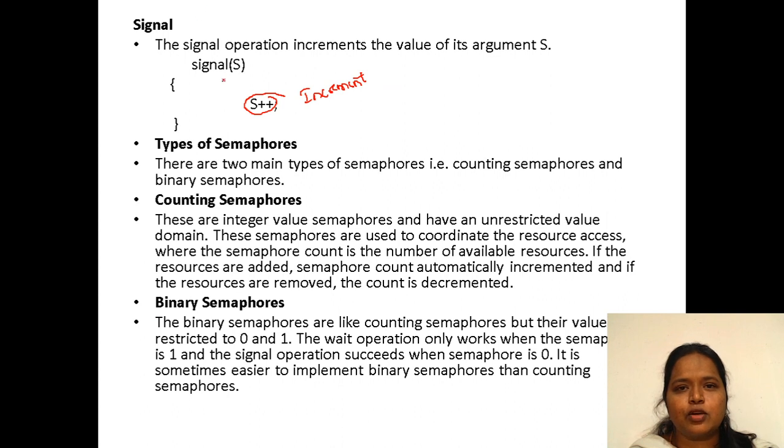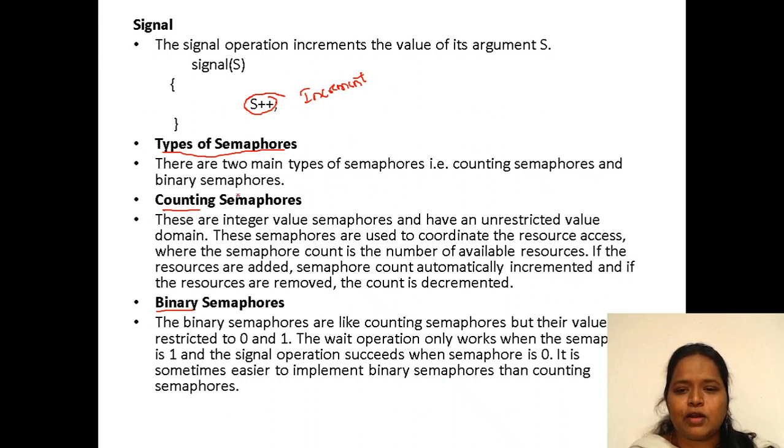There are two different types of semaphores. What do we mean by a semaphore? It is a variable which is used to solve the critical section problem. What are the two atomic operations we use? We make use of wait and signal. Wait is used for decrementing and signal is used for incrementing. The two different types of semaphores are the counting semaphore and the binary semaphore.